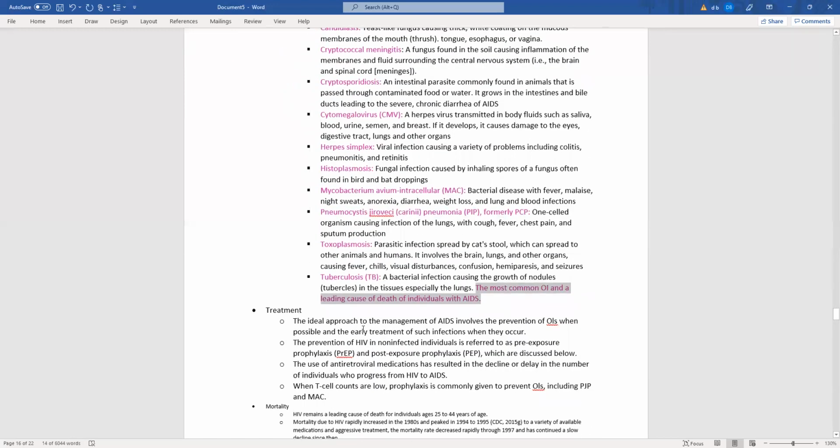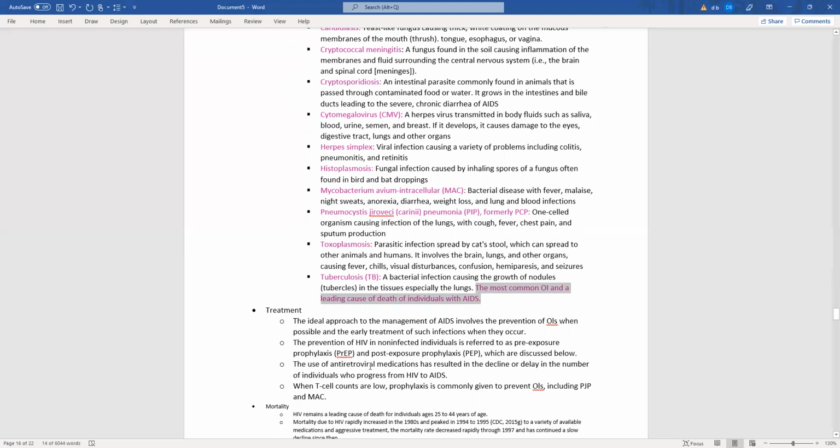Treatment. The ideal purpose of management of AIDS involves the prevention of opportunistic infections when possible and the early treatment of such infections when they occur. The prevention of HIV in a non-infected individual is referred to as pre-exposure prophylaxis, PrEP, and post-exposure prophylaxis, PEP, which we'll discuss in a second.